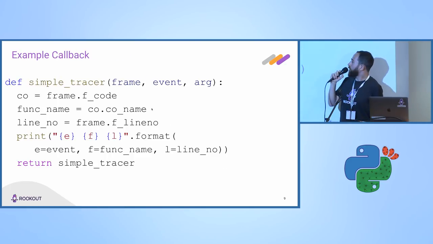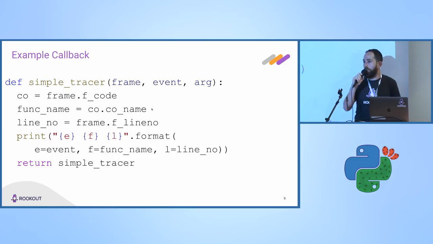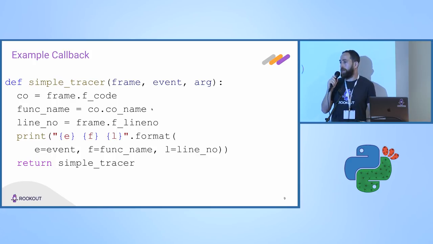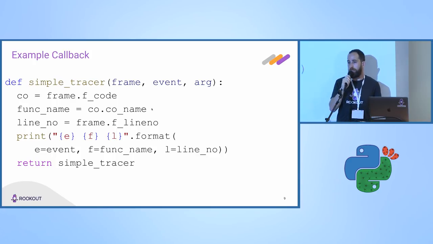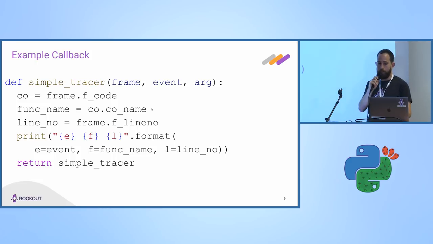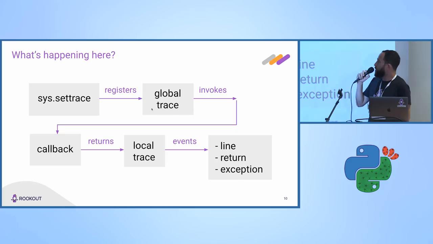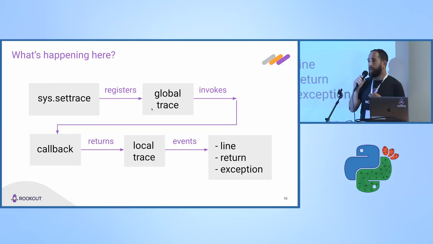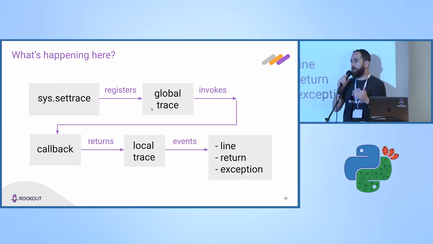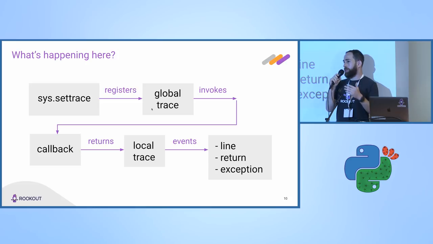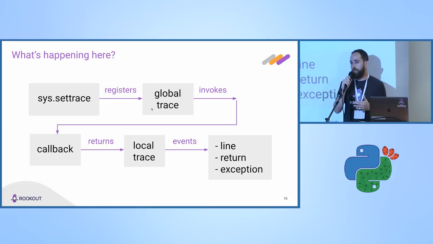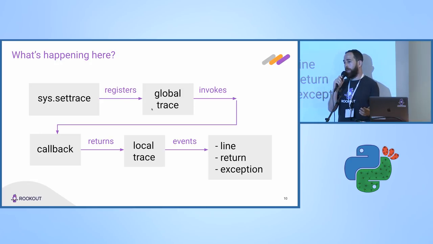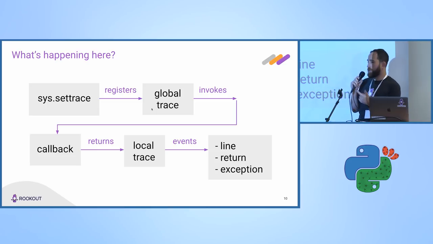As I've mentioned, simple_tracer returns itself. You would see most callbacks for sys.settrace return themselves in some or all cases. And the reason for that is because there are actually multiple callbacks behind the scenes. When you call sys.settrace, you register a global trace. The global trace is thread specific, and it's going to be invoked whenever the interpreter creates a new frame. Whenever the interpreter goes into a function, it creates a new frame, and it's going to invoke us with the call event. What we return from that callback will be the local trace.